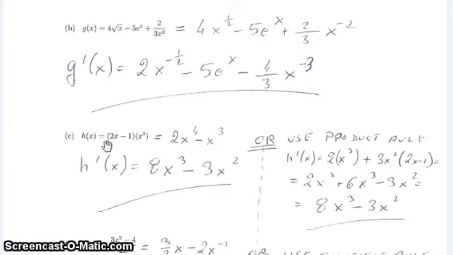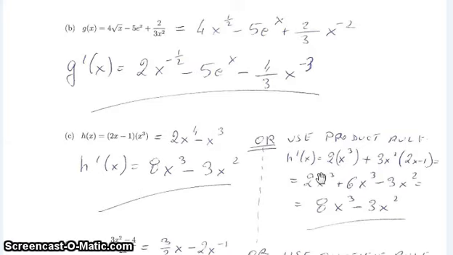C, h of x is 2x minus 1 times x cubed. Now, you could either use the product rule on this function, or you could have simplified it first. So if you distribute x cubed over these two terms, you get 2x to the fourth minus x cubed, and now you find the derivative of this function. So you have 8x cubed minus 3x squared is h prime of x.